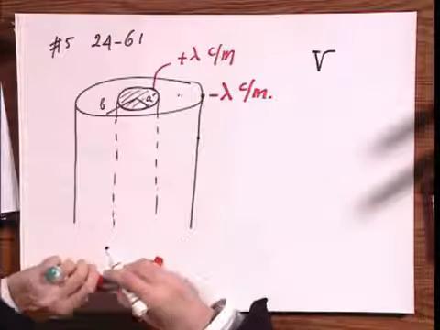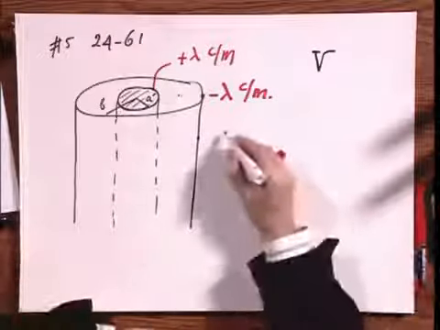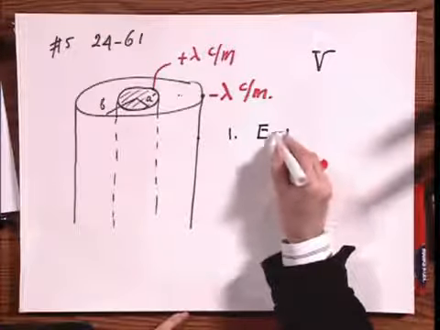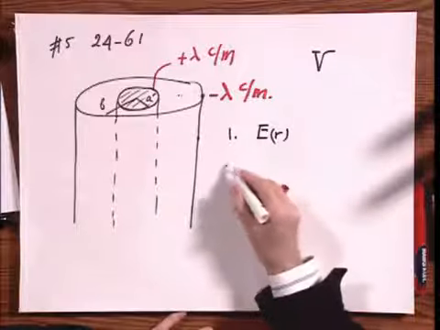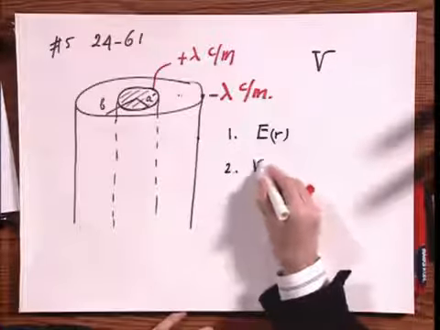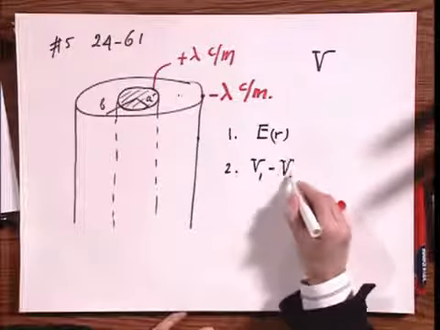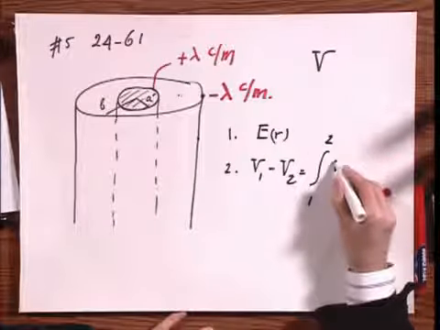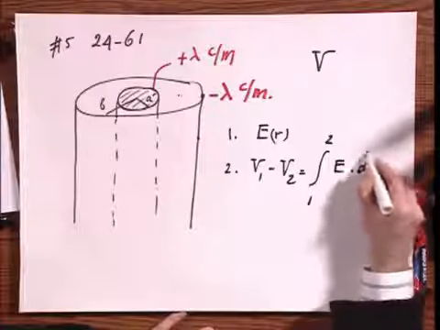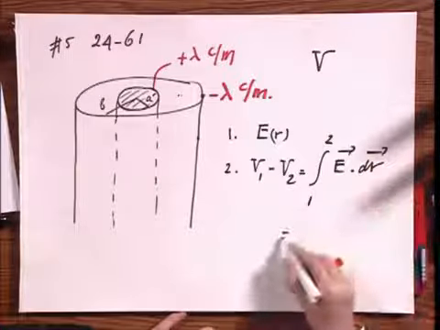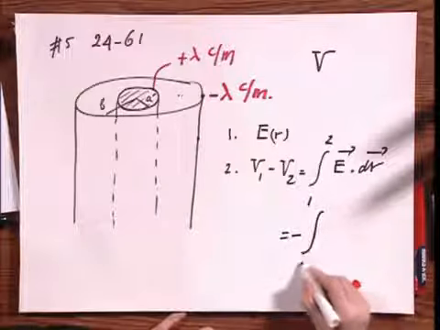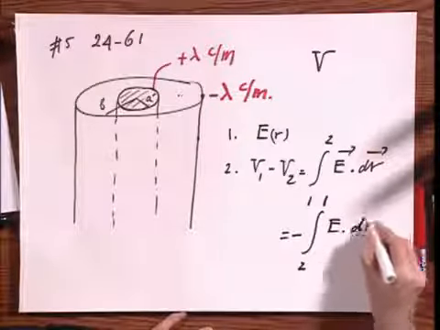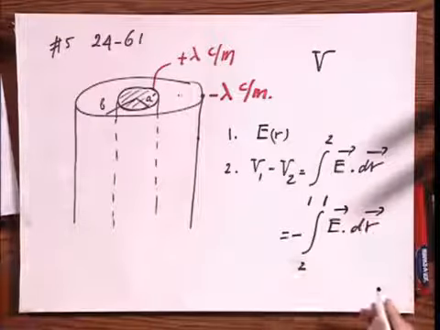The trick always is as follows. First, you calculate what the electric field is at any location R. And then the second thing you do is, you say V at position 1 minus V at position 2 is the integral going from 1 to 2 of E dot dr. And if you prefer the definition going from 2 to 1 with a minus sign of E dot dr, that will give you, of course, the same answer, whatever you prefer.